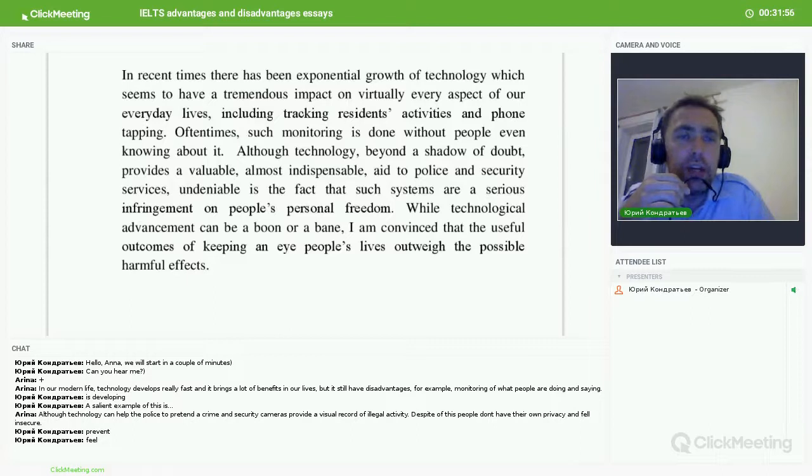While technological advancement can be a boon or a bane, I am convinced that the useful outcomes of keeping an eye on people's lives, there's a mistake, sorry, keeping an eye on people's lives outweigh the possible harmful effects. Okay, so here's the introduction. If there are any questions about the introduction, feel free to write your questions in the chat.